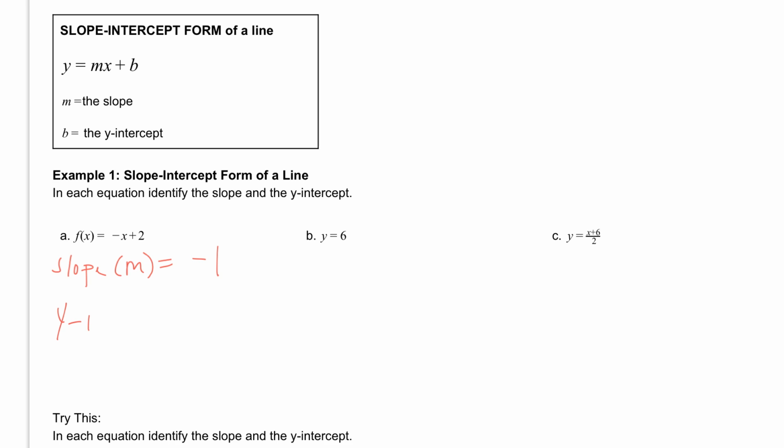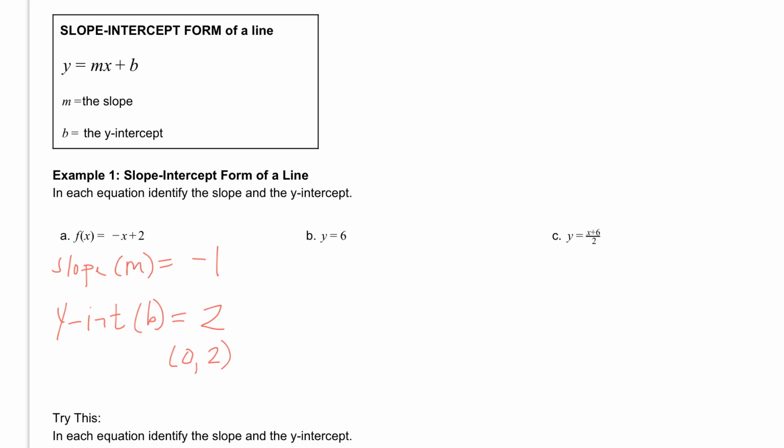So we could say the slope here is negative 1. Then we want to find our y-intercept. Our y-intercept is what we call the b value in our equation. And if we take a look at our slope-intercept form, b is the number that's being added or subtracted to our x term. So in this equation here, the number being added or subtracted to x is 2, which means our y-intercept is 2. You can also think of it as the ordered pair (0, 2).